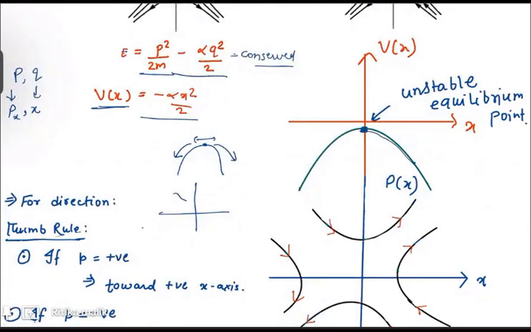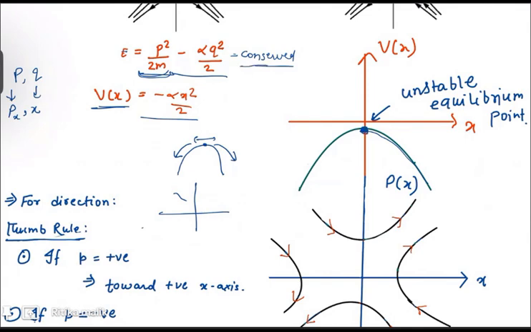And whenever we have a small value of V(x), to compensate for it, the kinetic energy P square by 2m has to be large. And whenever we have V(x) which is larger, to compensate for it, we have P which is smaller. So P and V(x) have an opposite kind of relation to make the energy conserved.